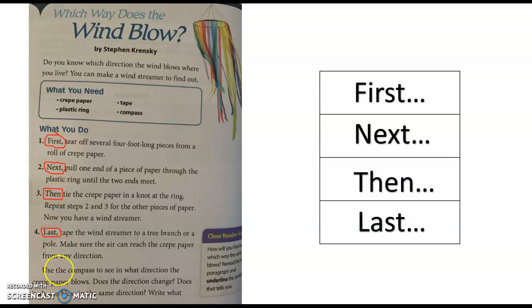Let's read the last little bit here. Use the compass to see in which direction the crepe paper blows. Does the direction change? Does it always blow in the same direction? Write what you see. So, these words, first, next, then, and last, helped me understand the order of how to make a wind streamer and how to see which way the wind is blowing. Now it's your turn to answer some questions about this text, and tomorrow you'll do some writing with it.